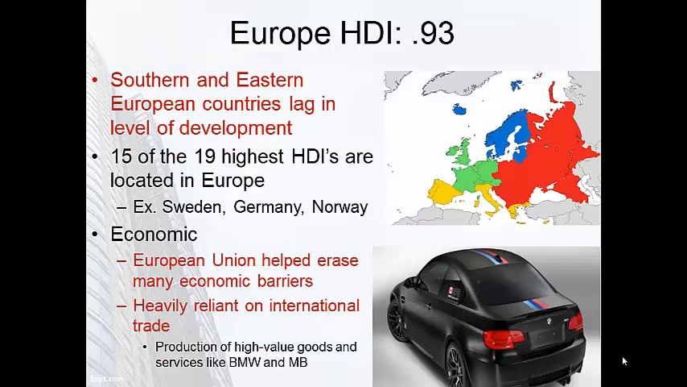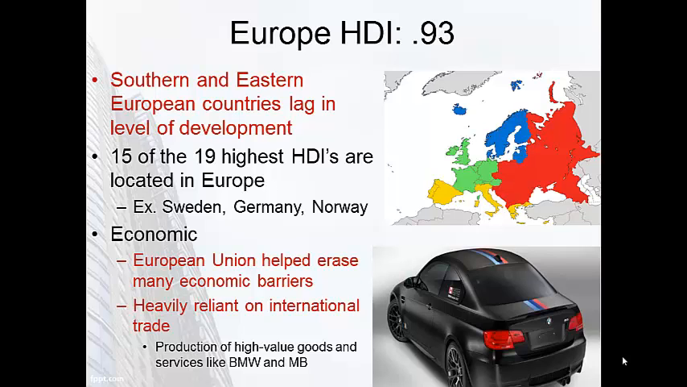I do need to note that Southern and Eastern European countries lag in the level of development compared to, let's say, Central and Western countries, and thus drag the HDI score down for the entirety of Europe. If we were to split these, we would see two very drastic differences. 15 of the 19 highest HDIs are located in Europe, right? Some countries such as Sweden, Germany, Norway.